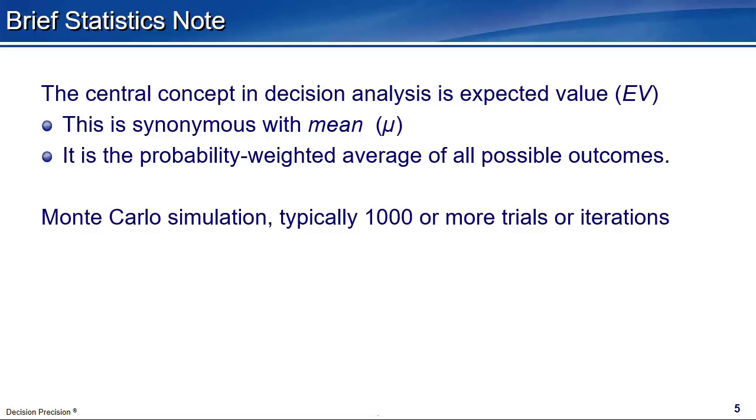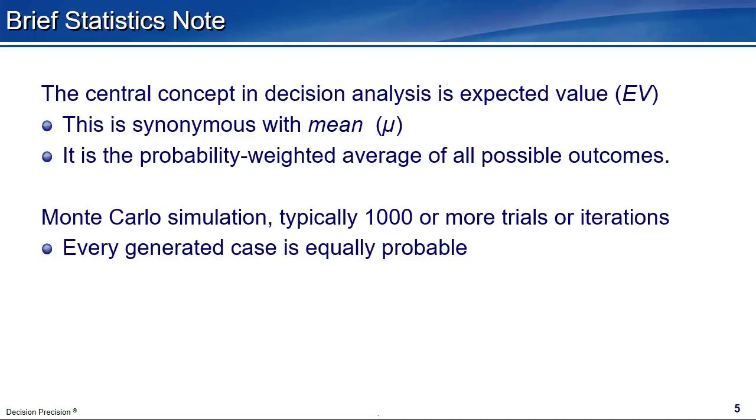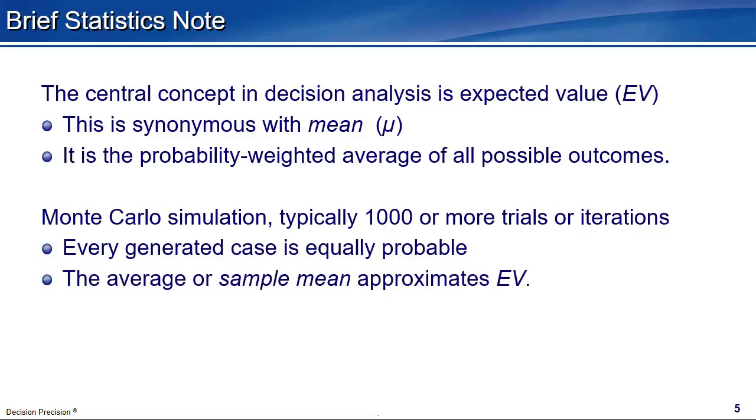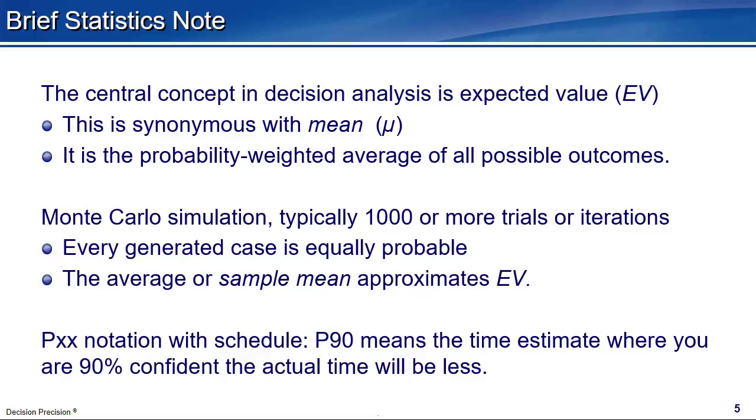In Monte Carlo simulation, typically 1,000 or more trials or iterations are performed. Every case is equally probable, so the average or sample mean approximates the solution expected value. PXX notation is popular in project management and in cost estimation. With schedule, P90 means the time estimate where you are 90% confident the actual time will be less.